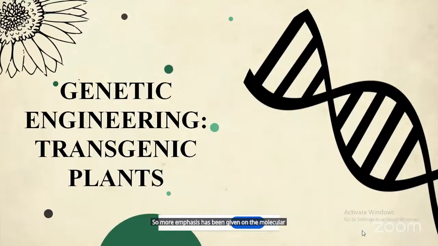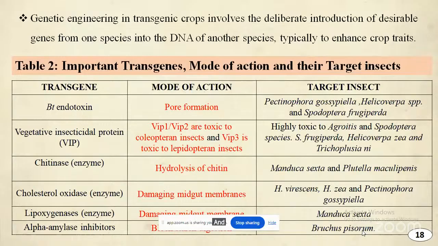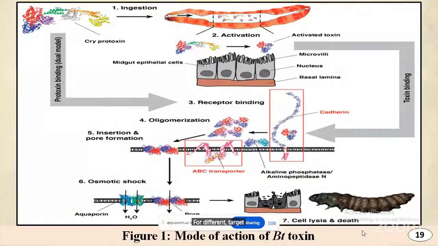The first one is the genetic engineering technique. Normally you know that in genetic engineering, you take DNA from one species and insert it into another species, or you can say you are crossing the barrier, and there are various parameters for transferring that particular gene into different insects for various purposes. It may be the endotoxin protein, it may be the coat protein of a virus, it may be an enzyme, etc. So there are a number of transgenes that can be used as target genes for different target insects.